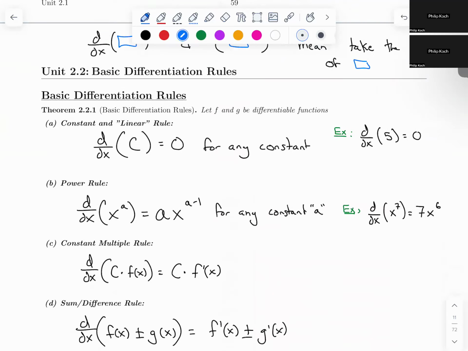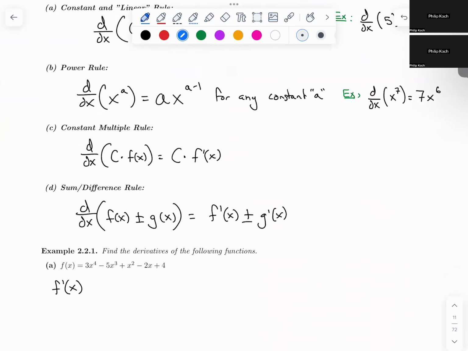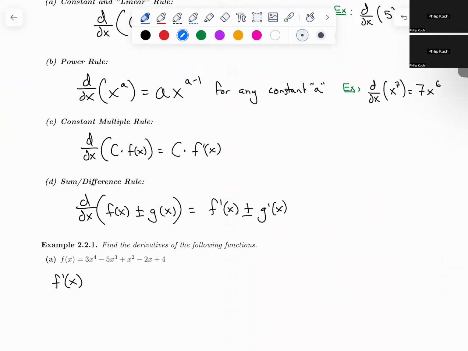Either way. So f prime of x, you're going to take the derivative of each piece separately. Because imagine trying to find this by the definition. You'd have to do 3 times x plus h to the fourth minus 5 times x plus h to the third plus x plus h squared minus 2 times x plus h plus 4. And I don't want to FOIL out 4 times. That seems way too tedious. And mathematicians agreed. So this is the same thing.